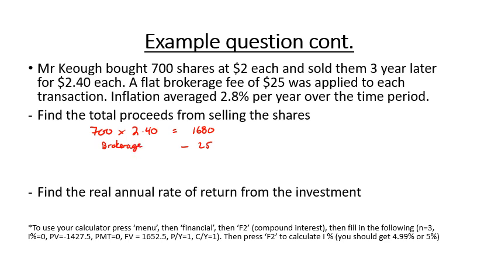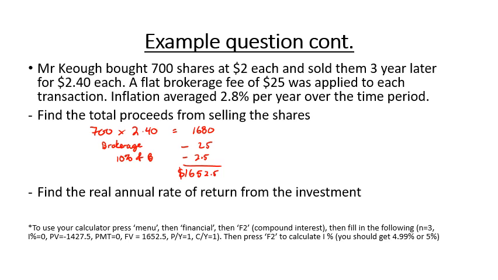And I also need to take off 10% of that for my 10% fee of the brokerage. All right, that's going to give me a total of $1,652.50. Now, basically what I'm going to do to find my real annual rate of return is I'm going to use my calculator to do this.